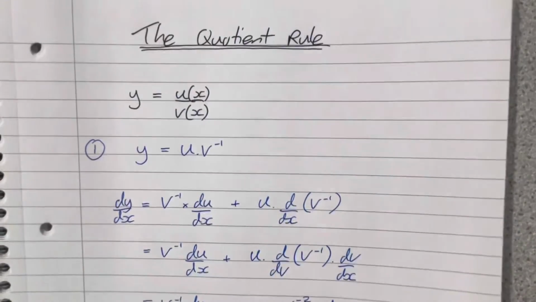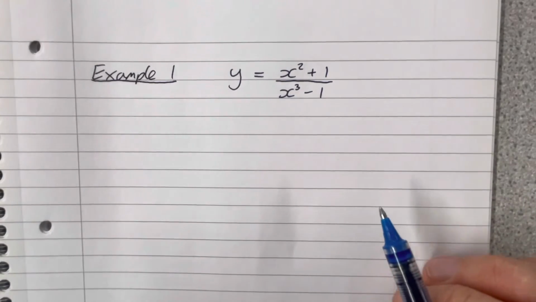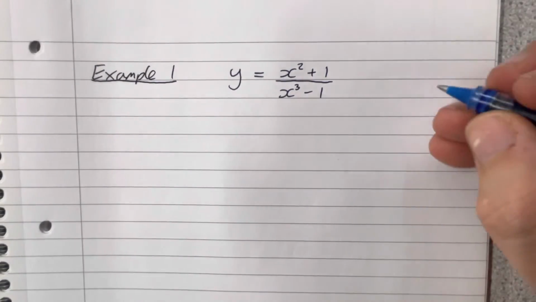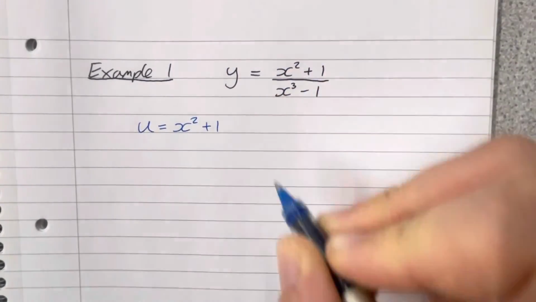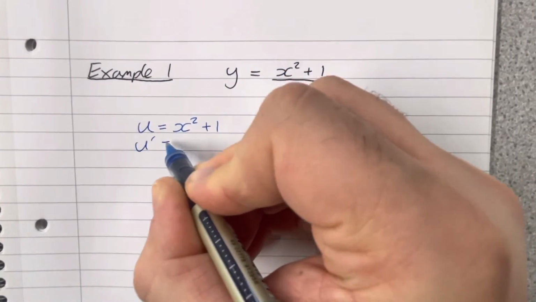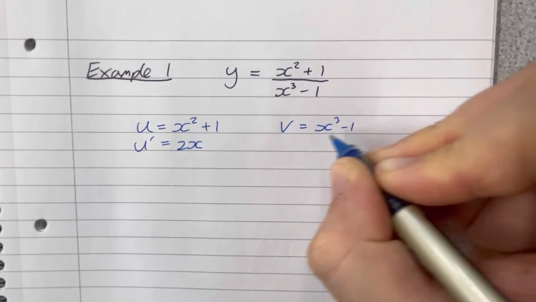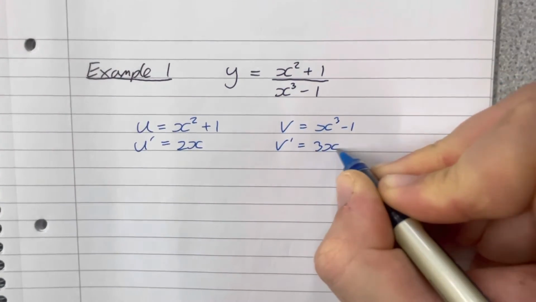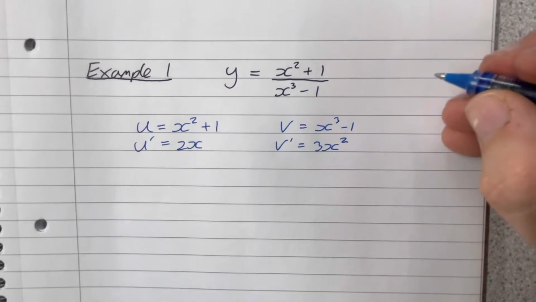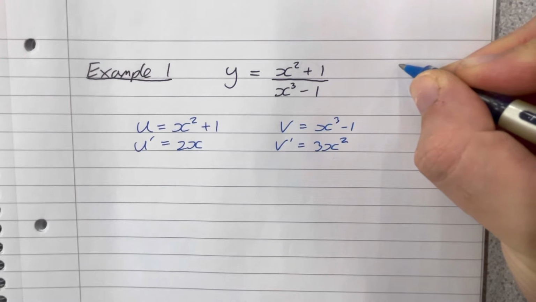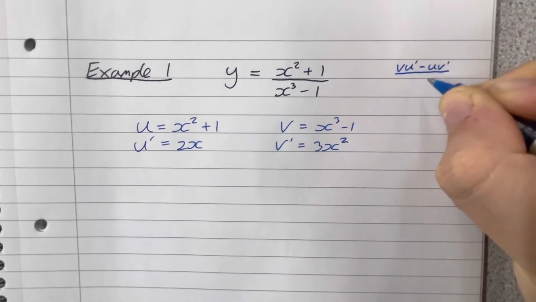Right, on to some examples then. Example number 1. y equals x squared plus 1 over x cubed minus 1. So we're going to set the top to be u, and the top of the fraction is always u. u primed is 2x. v is always the bottom of the fraction, and v primed in this case will be 3x squared. And now it's not quite the same product as we had before, because the formula is v u primed minus u v primed divided by v squared.